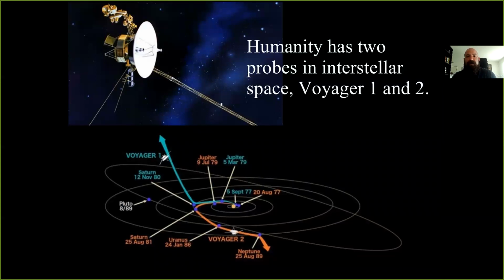Well, currently, we actually are an interstellar species. We have two probes that have reached interstellar space. Those are the two Voyager probes, Voyager 1 and 2. They were launched back in the 1970s on missions to the outer planets.